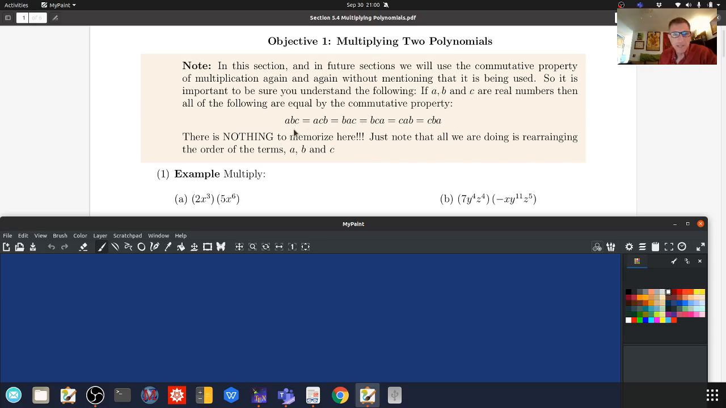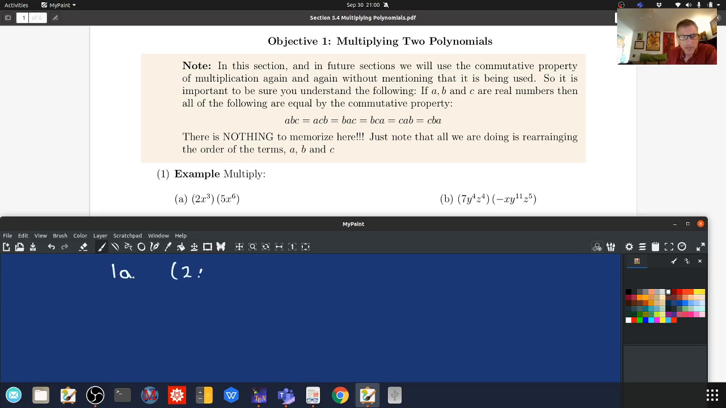A times B times C, A times C times B, B times A times C, B times C times A, C times A times B, C times B times A. There's nothing to memorize here. All we're doing is rearranging the order of the terms, and that's what the commutative property of multiplication allows us to do. So let's look at the first example.